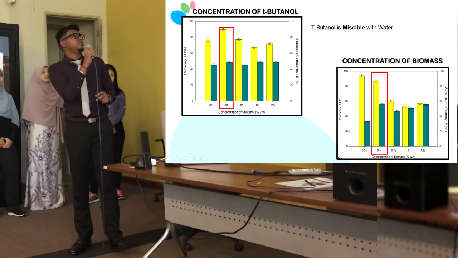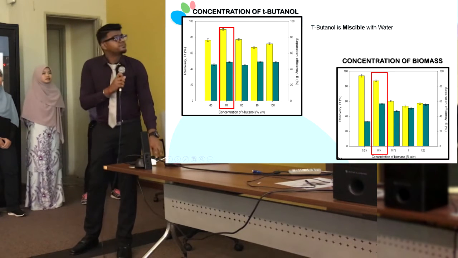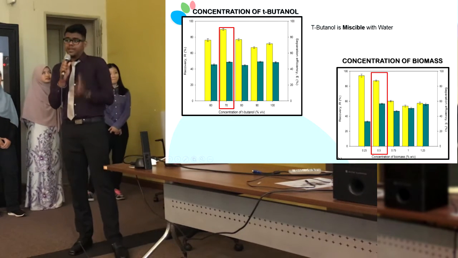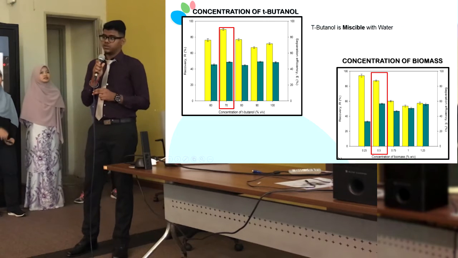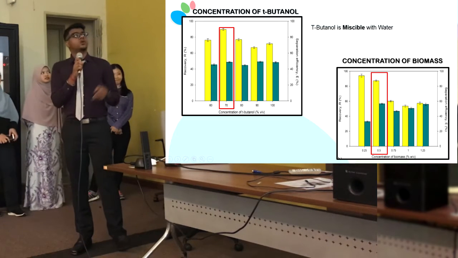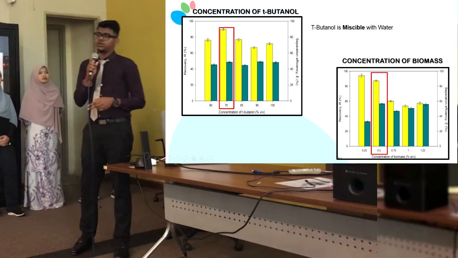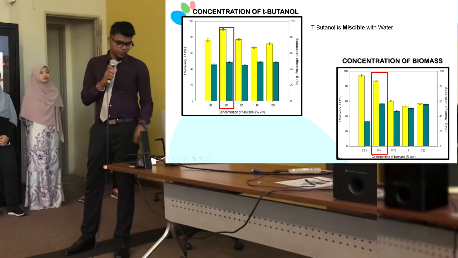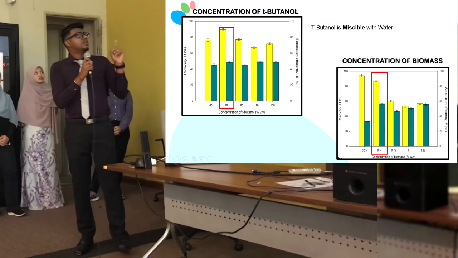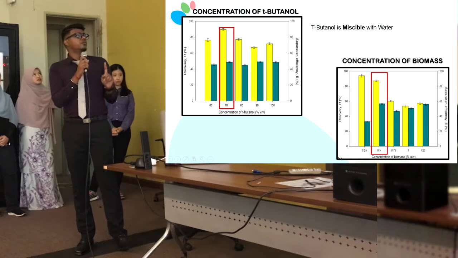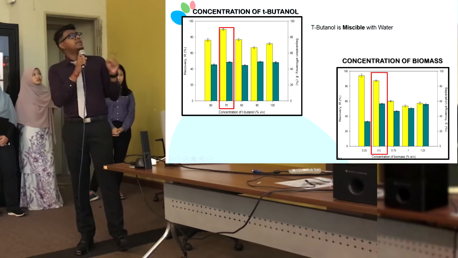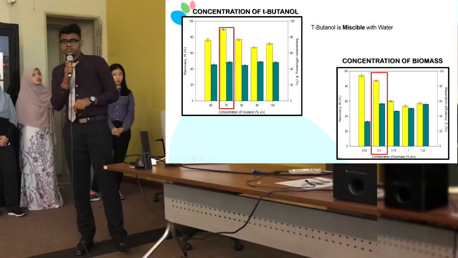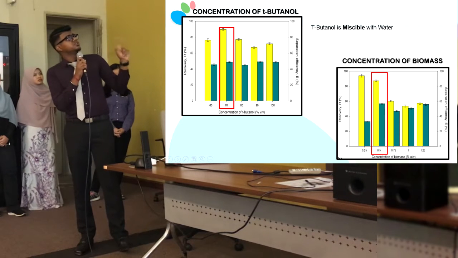And for the concentration of t-butanol, the main reason why t-butanol was chosen out of any other solvent is because t-butanol is miscible with water due to its short alkyl groups. In this case, 70% volume by volume achieved the highest recovery and also separation efficiency, and this is why it was chosen.